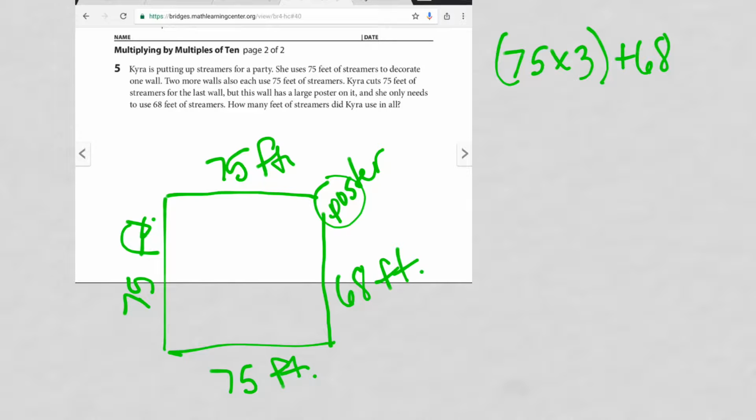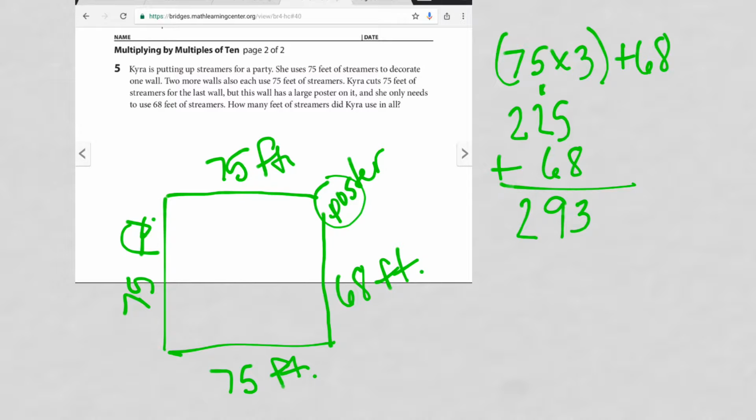If I do that, I know that 75 times 2 is 150, plus another 75 is going to give me 225 plus 68. I'm going to do it this way so I can stack and add. So 5 plus 8, 13. Instead of saying a 1, I'm going to say 10. So 10 plus 20 plus 60 is 90. And then 200 plus nothing is 200. So how many feet? We're going to make sure we put that label on there in the end. 293 feet.